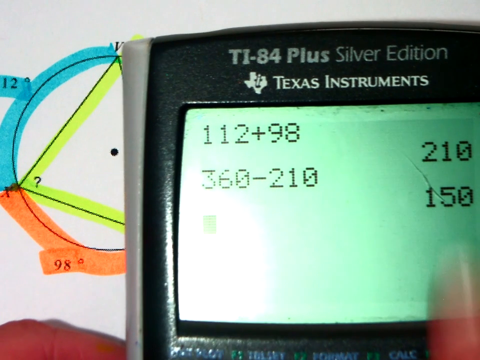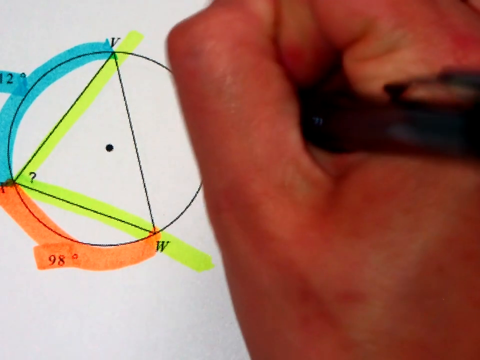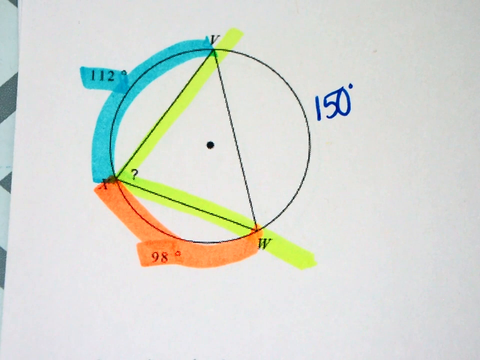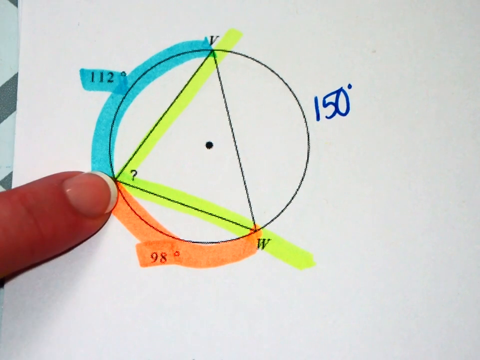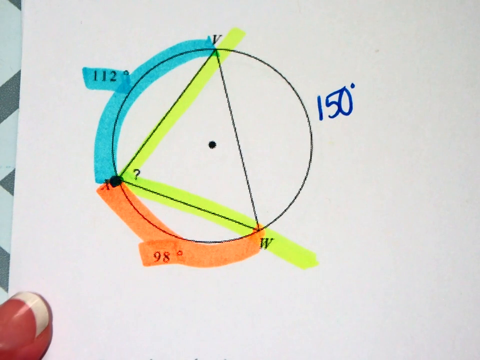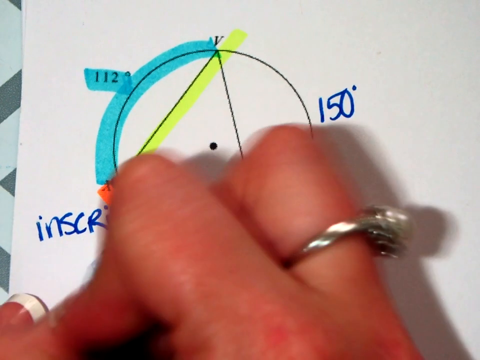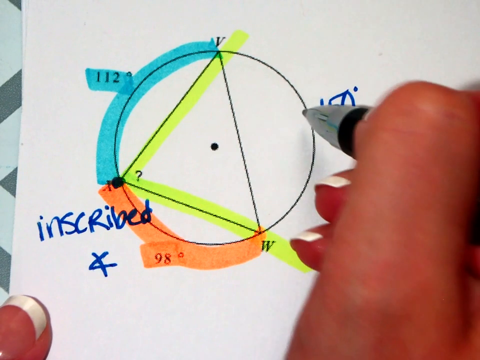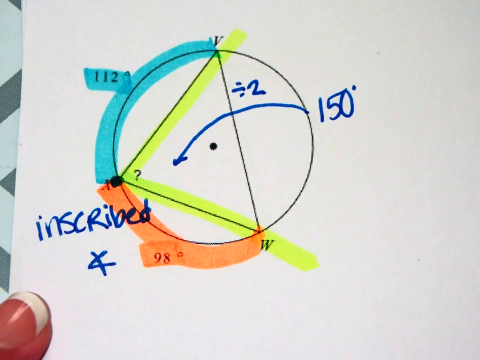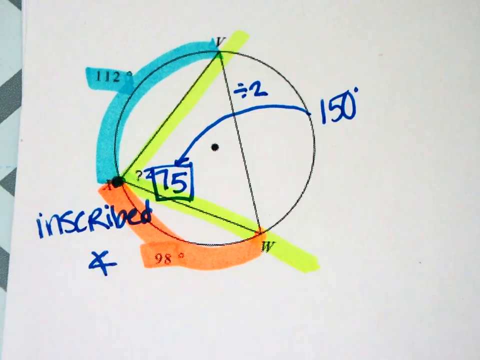So that means I'm going to take the 150 and I'm going to put it here. Now I have all arcs that add to equal 360. Now my goal is to try to find this inscribed angle. And again, I know it's inscribed. The vertex is on the circle, so this is inscribed. Okay. So if I have the arc and I'm going into the circle, I divide by 2. So half of 150 is 75 degrees.